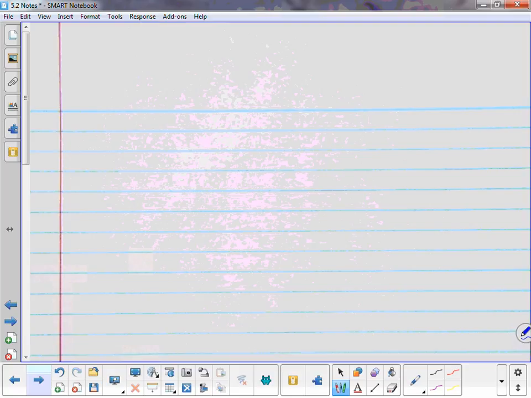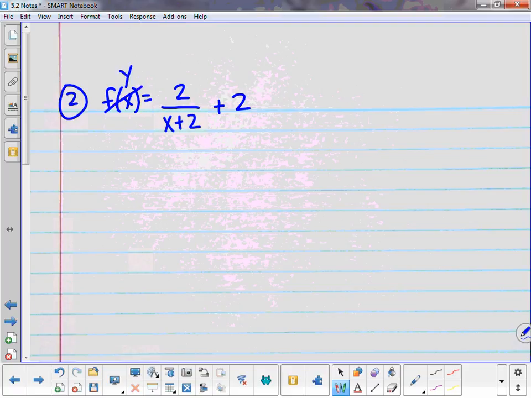But let's look at question number 2. Question number 2 looks like this: 2 over x plus 2, and then plus 2 outside of the fraction. So remember, first thing you want to do is replace f of x with y. And if you want to just cross it out and write y right here to save you some space on your paper, that's more than fine, because then we have to rewrite it anyways when we switch x and y. So that's the next step.